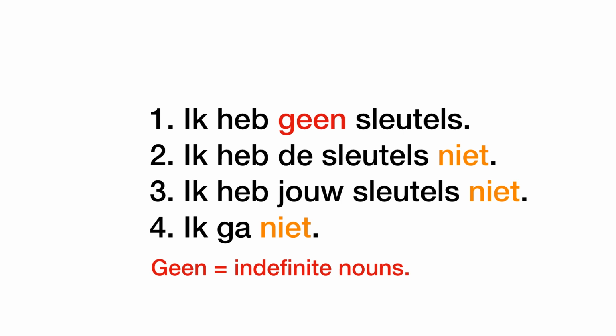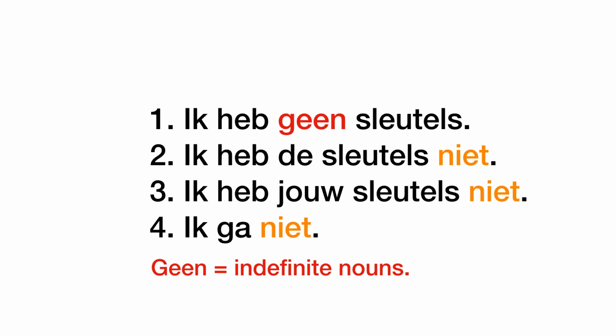Sentence 3 is almost the same as sentence 2. Here we are talking about specific keys again. Jouw sleutels. Your keys. So we use NIET again. In sentence 4, there is no noun. The negation is about an action. Ik ga niet. I don't go. So here we use NIET again.